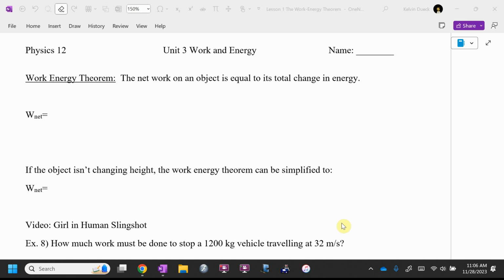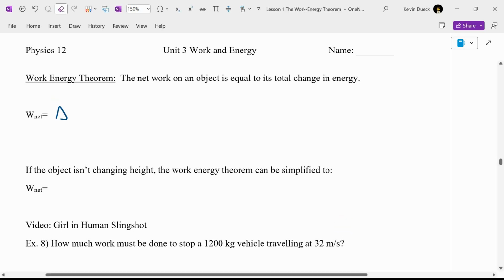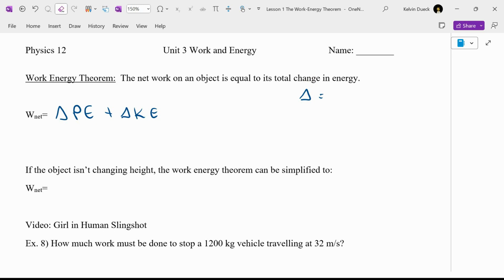As an equation, the work equals the change in potential energy plus the change in kinetic energy, where delta means change in. What's change in anything? Did I put that on your formula sheet or not? I did in physics 11. I didn't in physics 12. You need to know that.